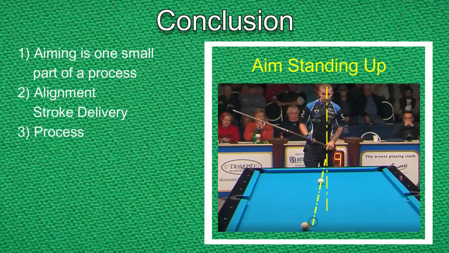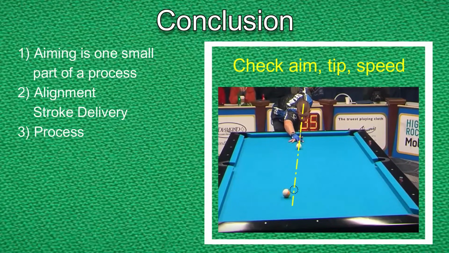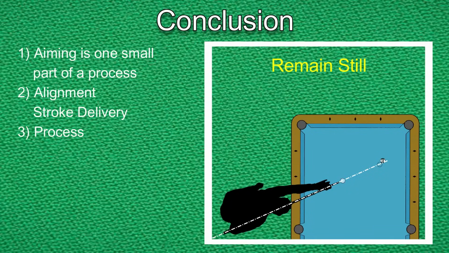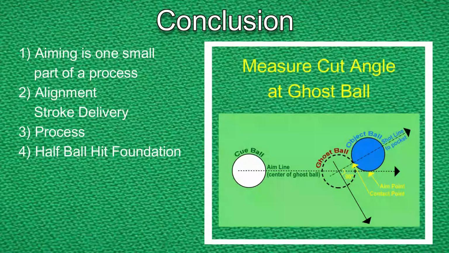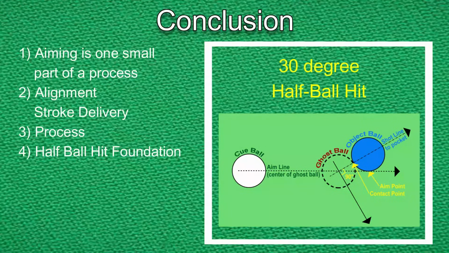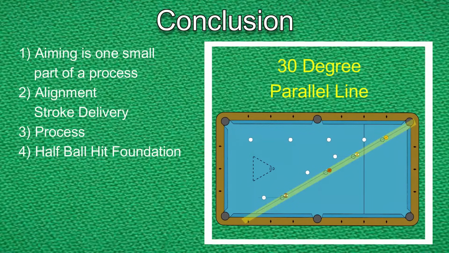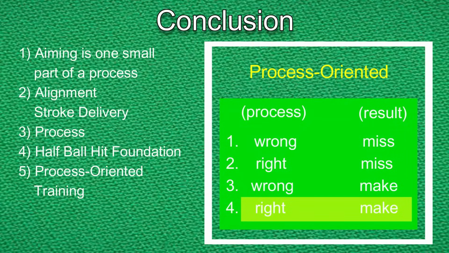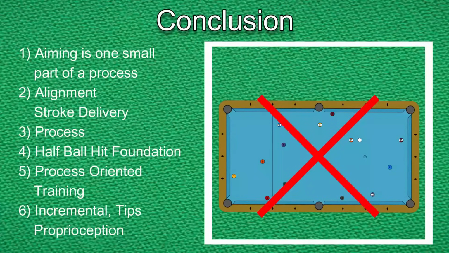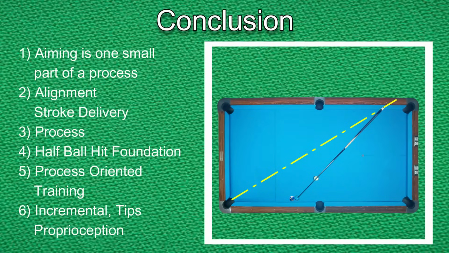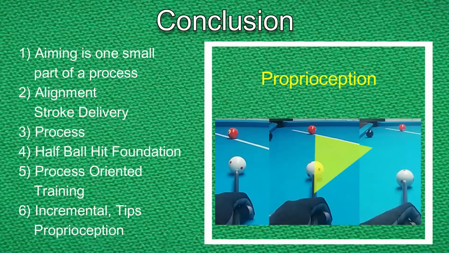Next, we looked at the parts of a shot-making process that are directly related to aiming. Alignment, aim while standing up. Practice strokes are not for aiming, just for verifying your aim, and remain still during your shot execution. Next, we learned how to measure the cut angle, how to recognize a 30-degree half-ball hit, the difference between cue ball long shots and object ball long shots, and the pool table's 30-degree parallel line. Next, I presented process-oriented training as an alternative to results-based training. And finally, I talked about incremental non-random practice, presented some aiming tips, and the concept of proprioception, and explained how everyone can learn to see the sight picture.